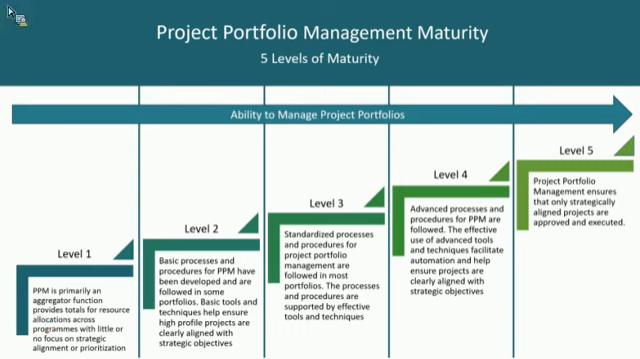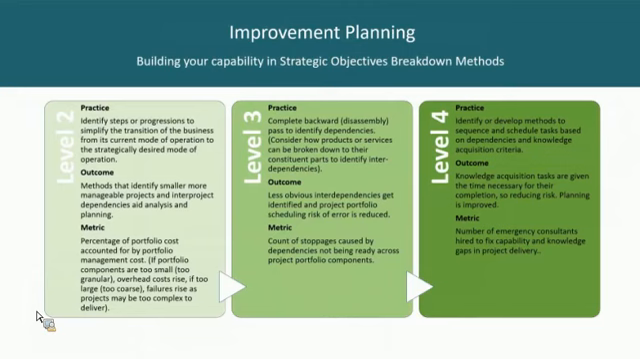And we want to drive you, our clients, or members, or our partners' clients to level 4. Advanced processes and procedures for PPM are followed. And to do that, we will once again provide the guideposts, the steps, the guide in order to become more mature, more capable project portfolio management. In this case, we're looking at strategic objective breakdown method. Then we have a look at a level 2 practice there. Identify steps or progressions to simplify the transition of the business from its current mode of operation to its desired mode of operation. Again, pretty self-evident.